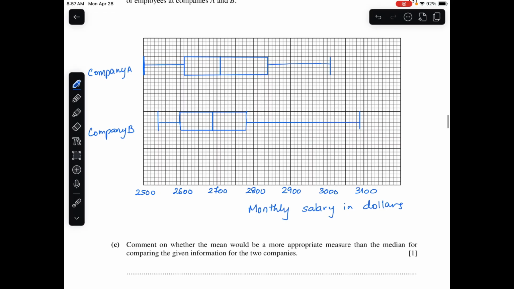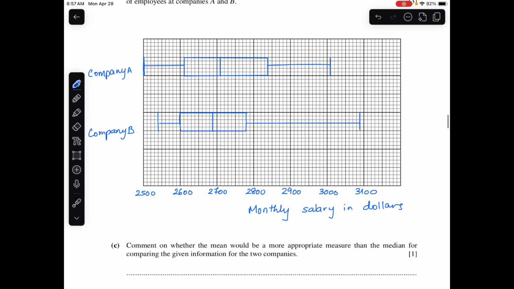Part C is asking you to comment on whether the mean would be a more appropriate measure than the median for comparing the given information for the two companies. So we've got to think about, is the mean affected by any extreme values? Are there any extreme values? If there is any extreme value, then of course the mean will be affected. I can see that this is a very extreme value.